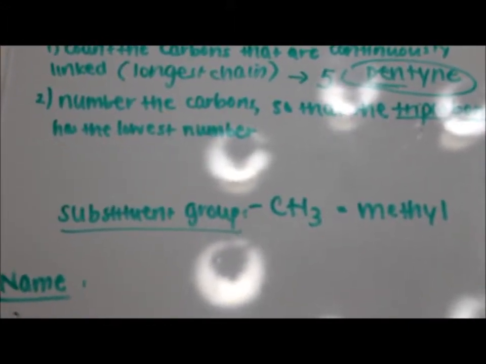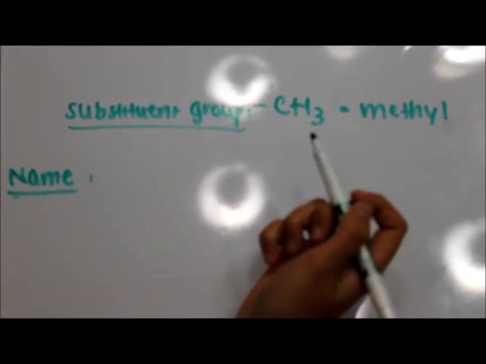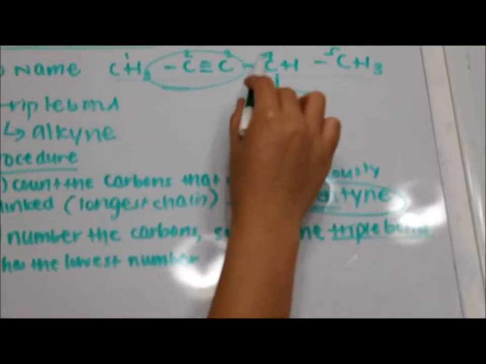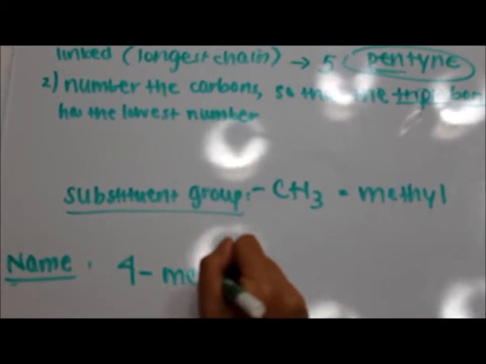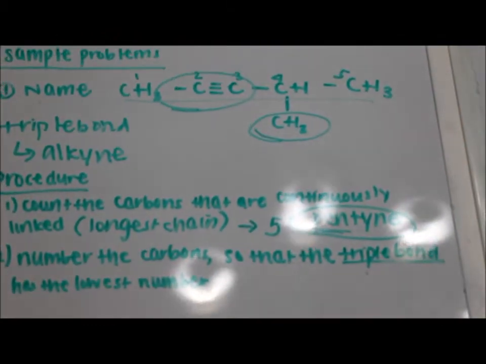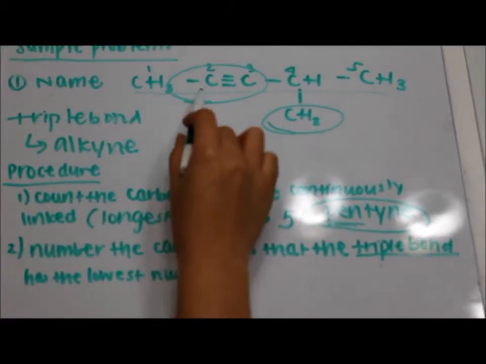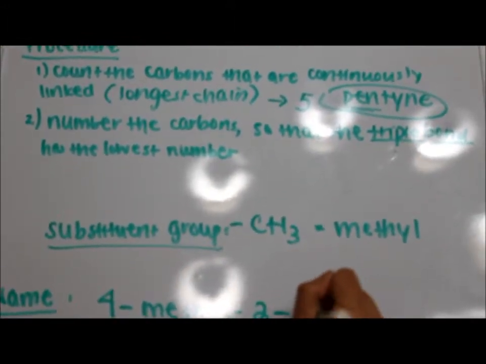Then we're going to name it. First we're going to start with the substituent. The methyl group is on the 4th carbon, so we're going to write 4-methyl. There are no other substituents, so we can move on to the pentyne. The triple bond is on the 2nd carbon, so you're going to put 2-pentyne.